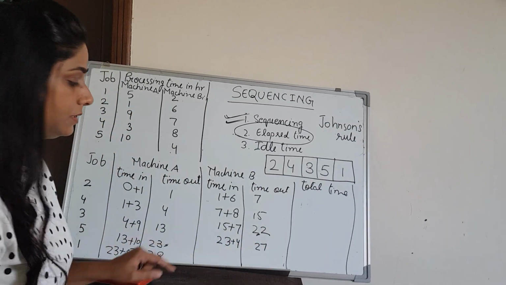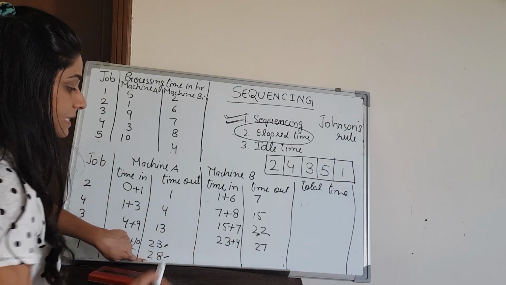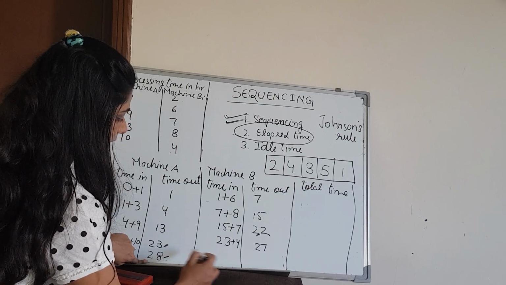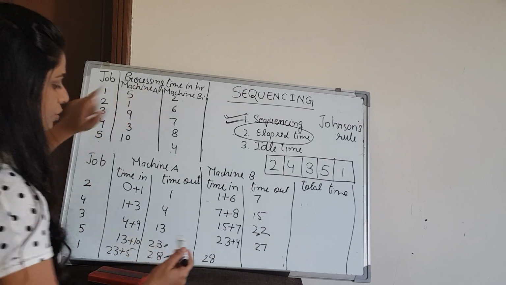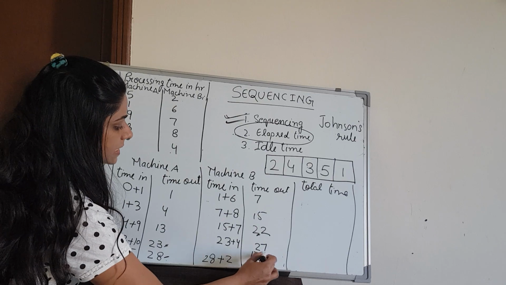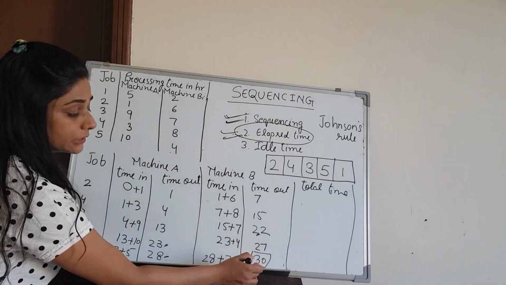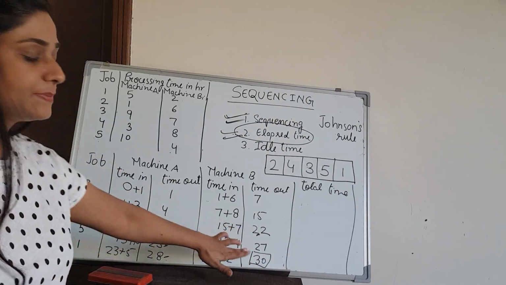Again, pay attention here. Here 27, here 28. As I said, we will write here the maximum time. So 28 we will take. 28, first job machine B is 2. So 28 plus 2 is 30. Now this is our elapsed time. Elapsed time is 30. Understood? So this is the elapsed time.